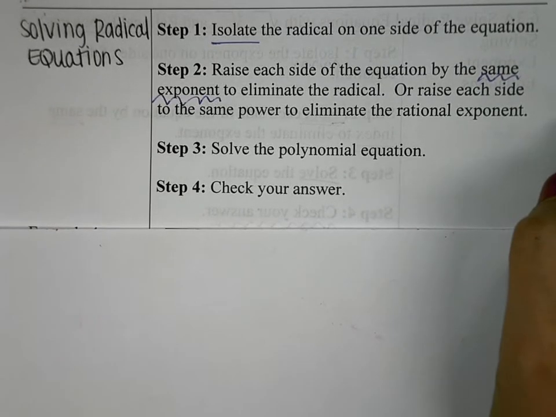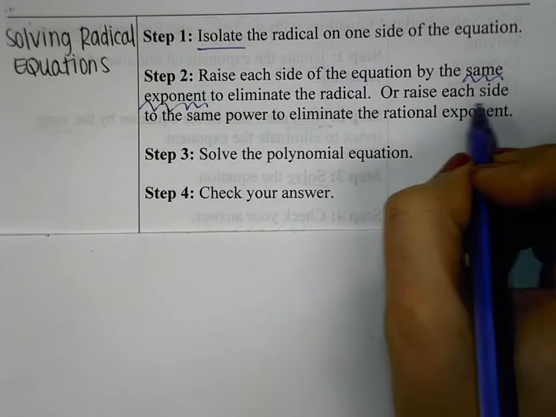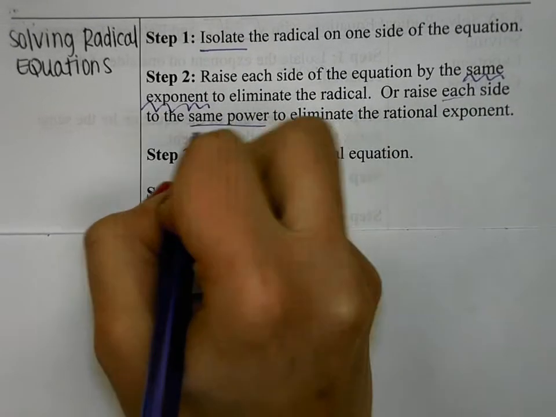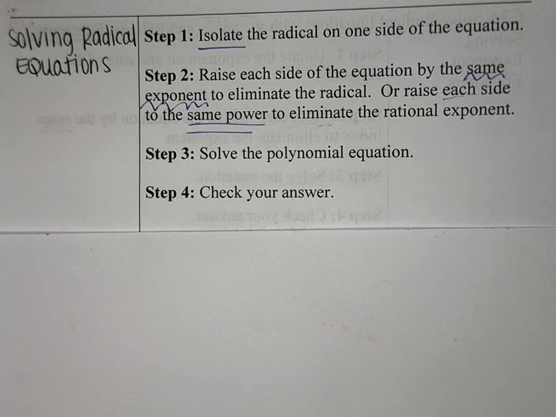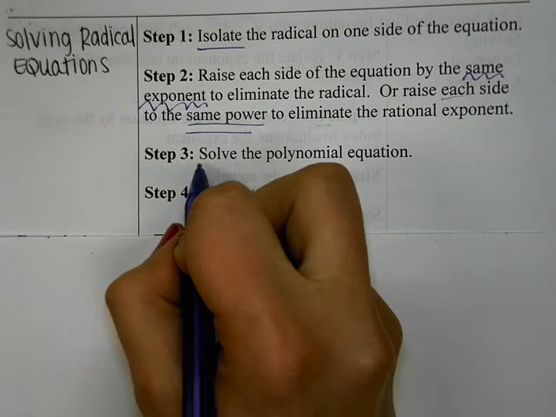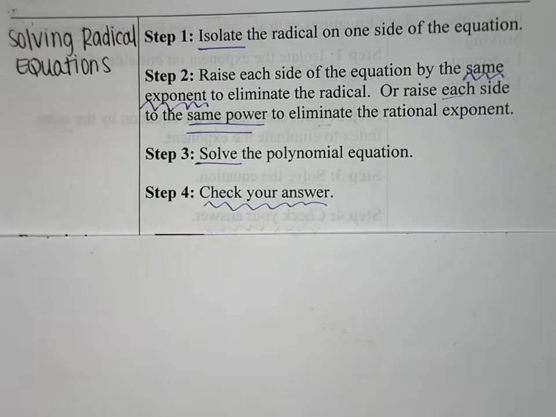If we have a fraction in the exponent, we want to raise each side to the same power to get rid of the rational exponent. So we're going to try and get rid of the rational exponent by raising each side to the same power. Then we will be able to solve, and we always want to make sure to check our answers.